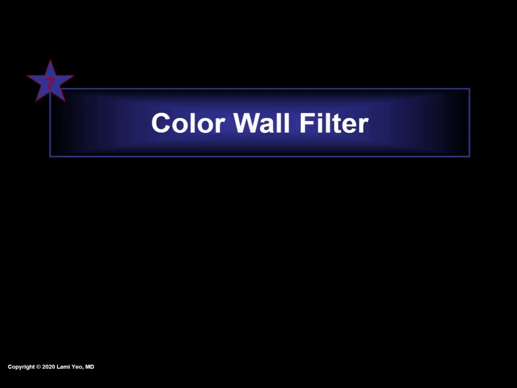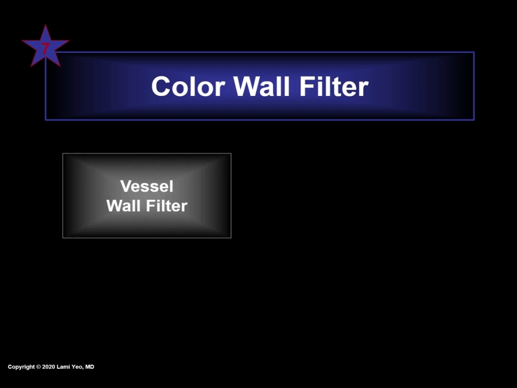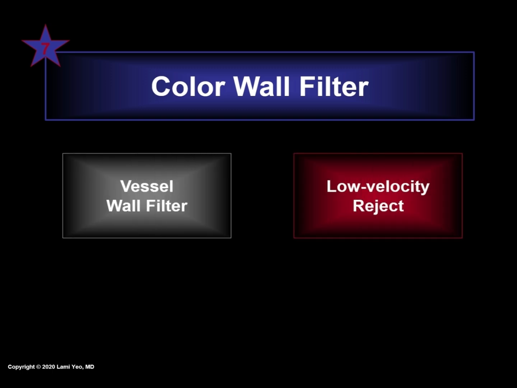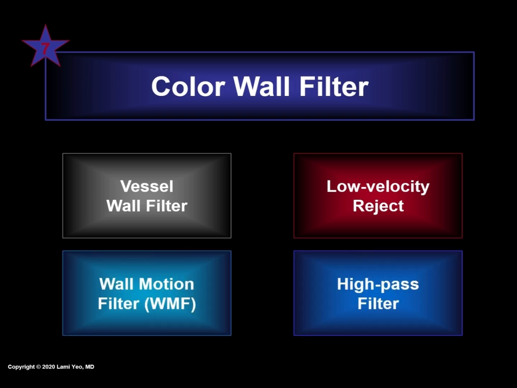The next parameter to discuss is color wall filter. Adjusting the color wall filter can improve visualization of blood flow within the vessel by minimizing the contribution of wall movement to the Doppler signal. Other terms for color wall filter include vessel wall filter, low velocity reject, wall motion filter, or high pass filter.